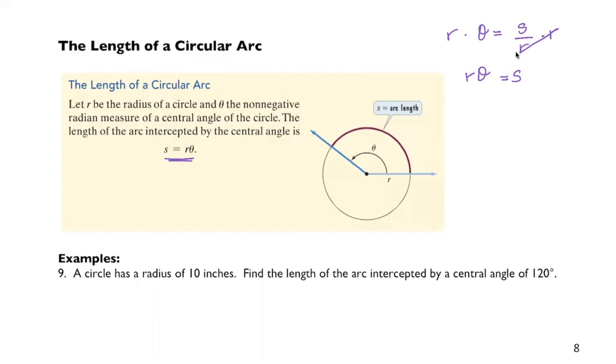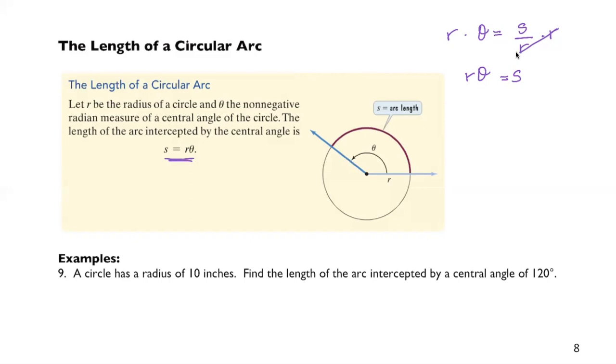So instead, if I know the radian measure of the angle theta and I know the radius of the circle, we can determine the arc length by solving for S. Okay, so here is how this would work. Number 9 says a circle has a radius of 10 inches. Find the length of the arc intercepted by a central angle of 120 degrees.